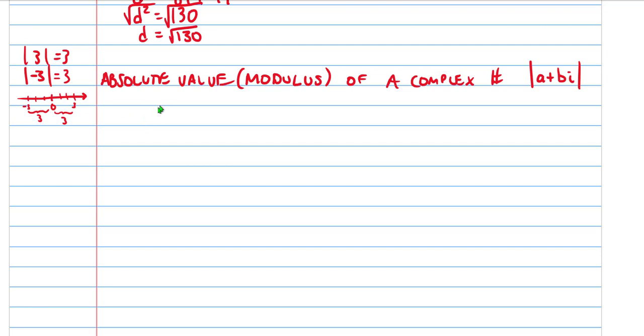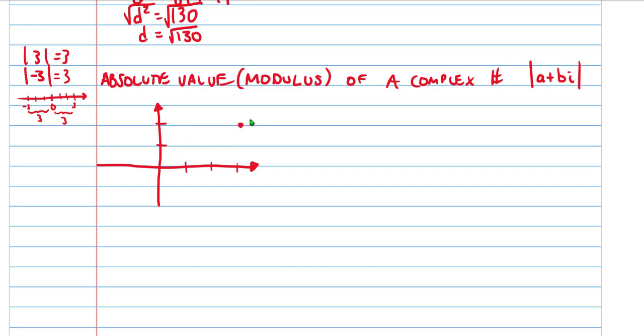Really no different when it comes to complex numbers graphed on the complex plane, except we are using the origin as our sort of reference point. So what do I mean by that? Let's just do something fairly simple here.